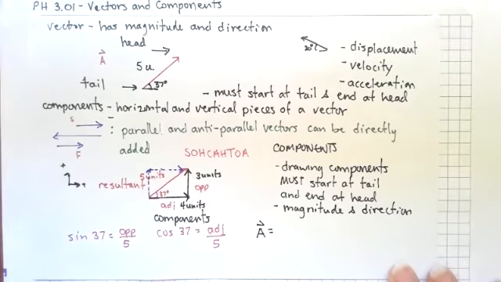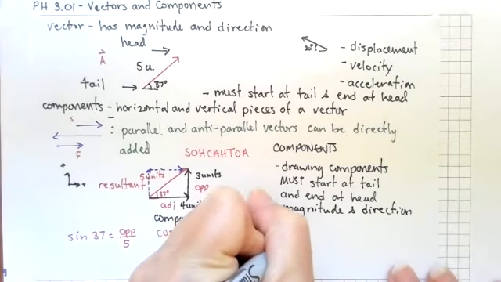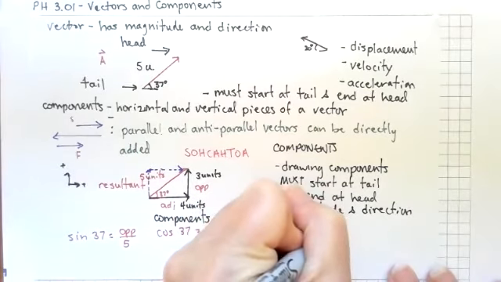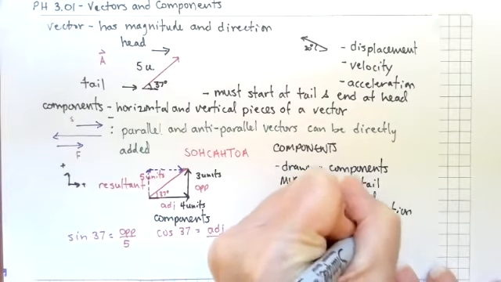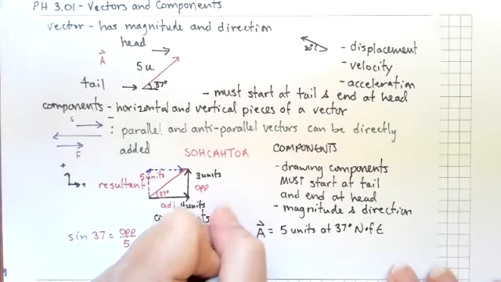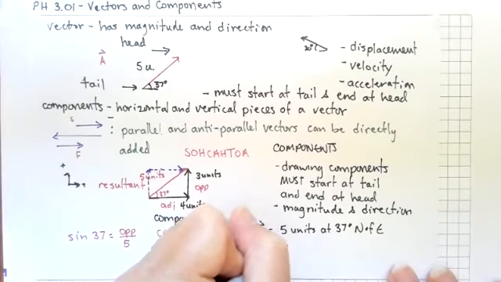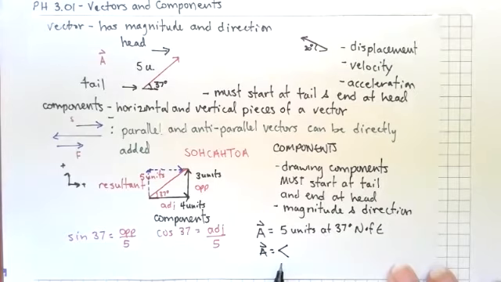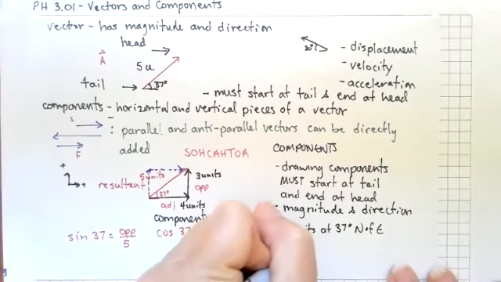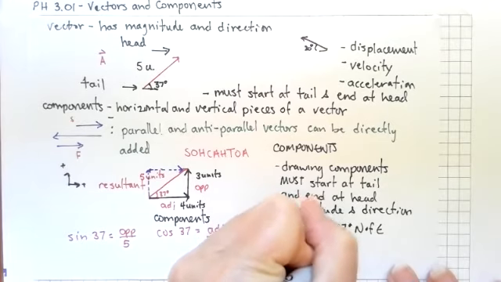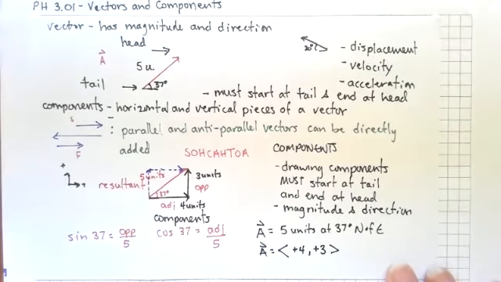I could say vector A is 5 units at 37 degrees north of east. Or I could say vector A, and I'm going to use brackets, is +4, +3. These are the same thing. What I'm saying is if I take a vector along my horizontal axis for 4, and a vector along my vertical for +3, the resultant of this is going to be equal to A.